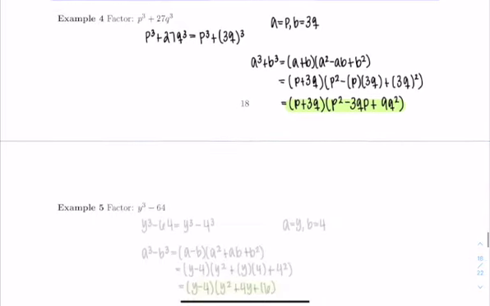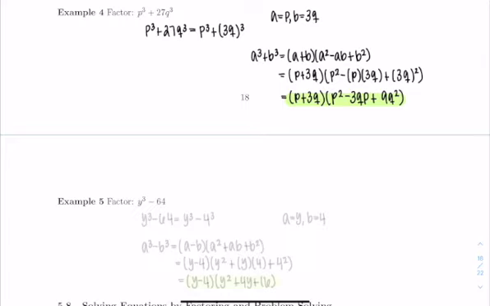We want to do the same thing with this last one. We have y cubed minus 64. So let's go ahead and rewrite this. The first term is pretty easy because we just go ahead and do y and it's going to cube. And then 64, what number cubed will give me 64? Well, the answer is 4. 4 cubed gives me 64.